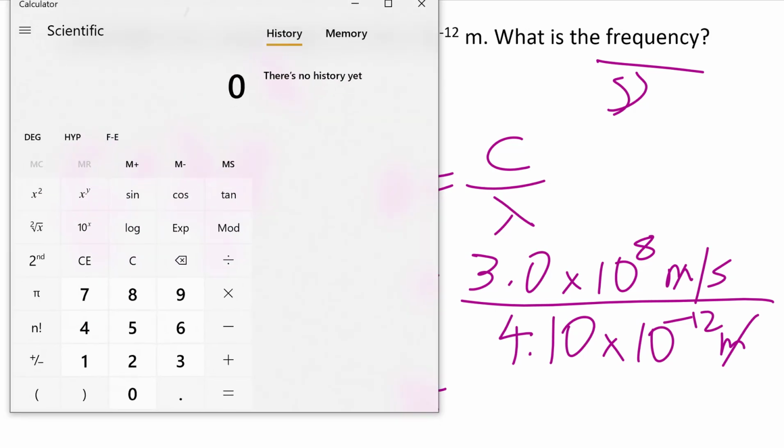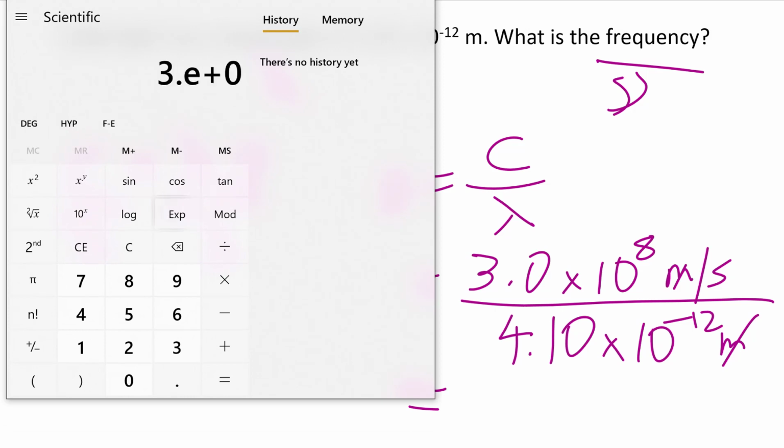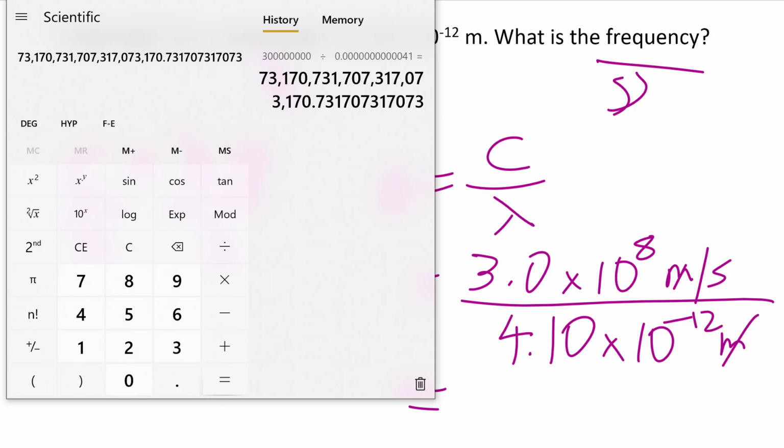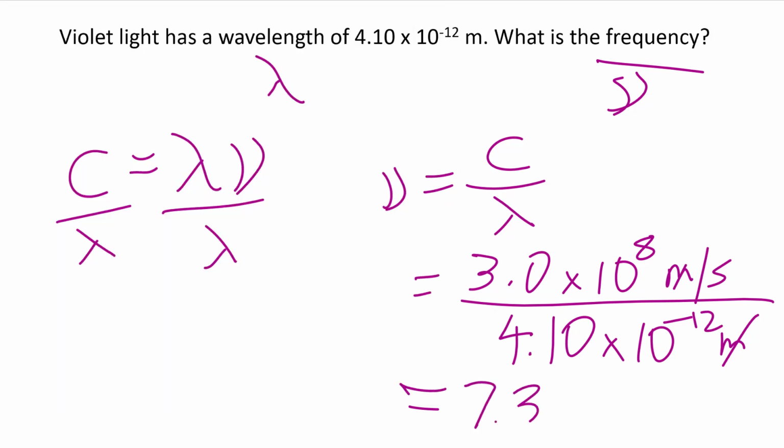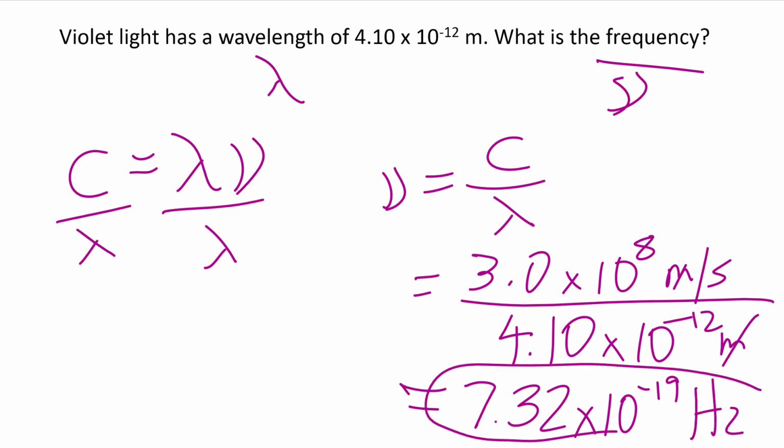And now we're going to plug it into our calculator. So we have 3 times 10 to the 8th divided by 4.1 times 10 to the negative 12. And you get this number, which you need to turn into scientific notation. The answer is, there's 3 sig figs in the given, so it's 7.32 times 10 to the negative 19. And you can either write hertz or you can write 1 over seconds. So I'm going to write hertz. I'm going to circle my answer. And that's how you get full credit on a question like this on the quiz.